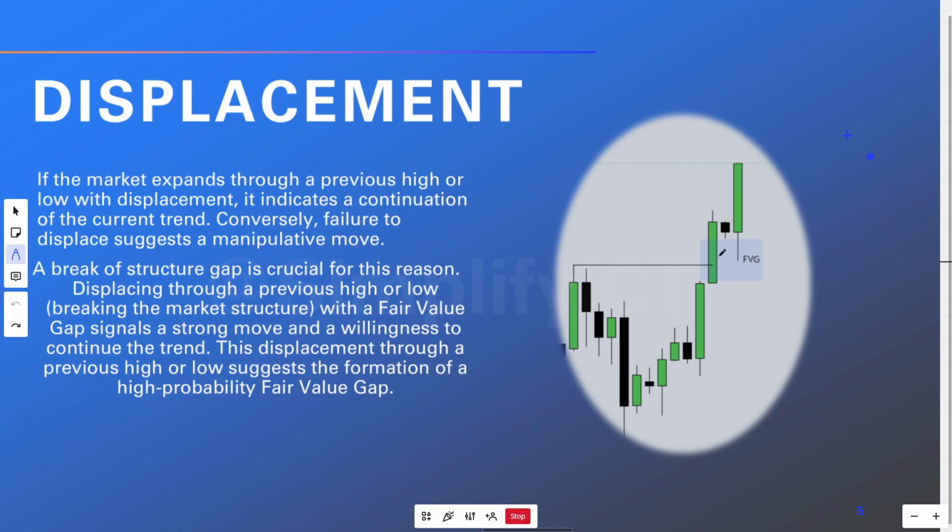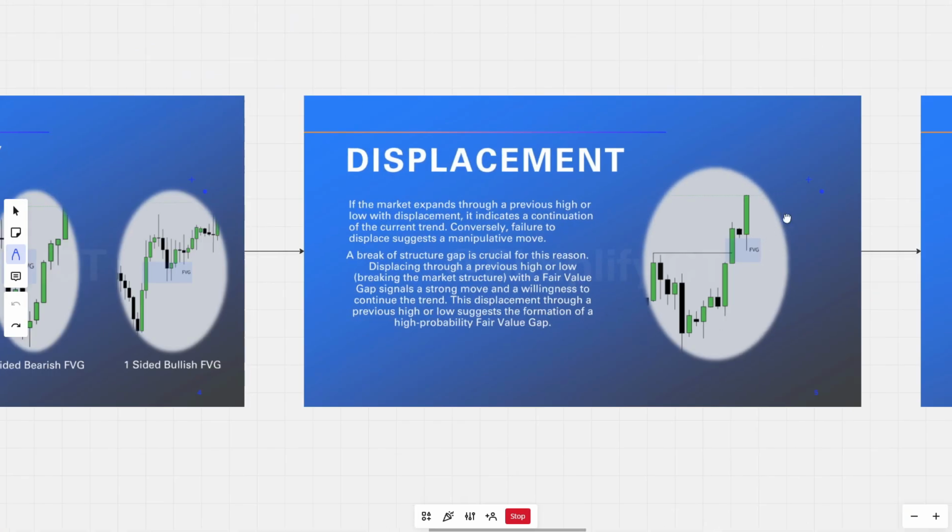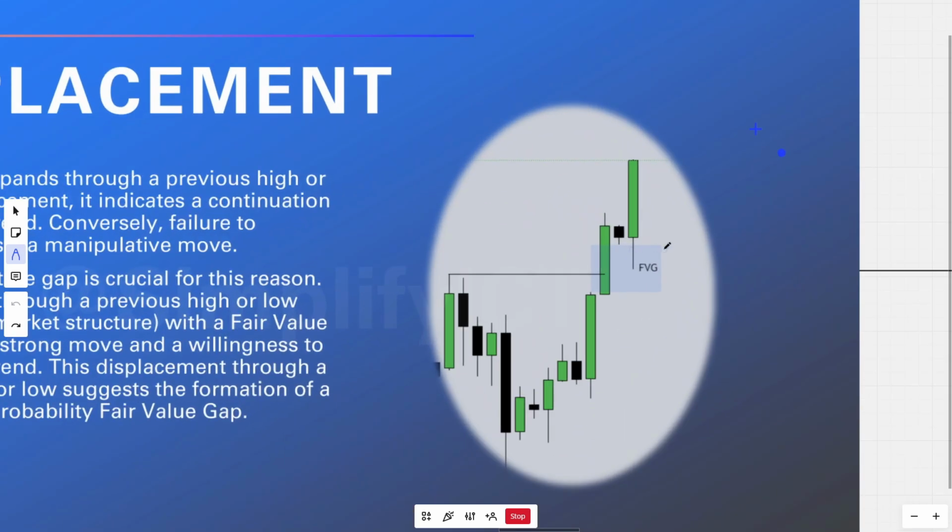So let's say you find a fair value gap that's in line with a market structure point that it broke previously. That's a very high probability fair value gap, and I do want to look for trades off that level. Also, just a quick pointer on the displacement gap.